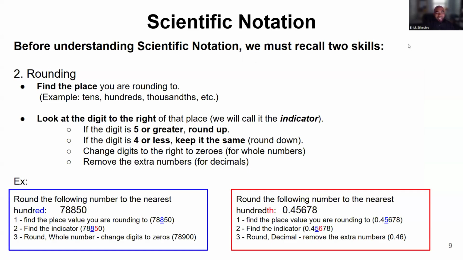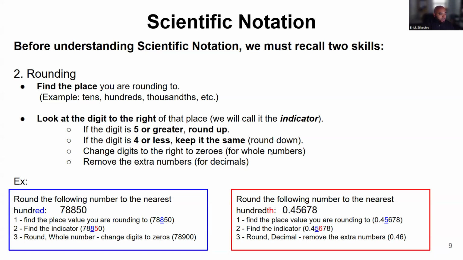Now, the next thing that you need to know before we do scientific notation is rounding. How to round. Rounding depends, again, on the place value and the number you're rounding to. So the first thing you want to do is find the place value that you are rounding to. For example, if they ask you round to the nearest 10, the nearest hundreds or thousands, you have to find the place value. Okay, then we're going to look at the digit to the right of that place value. Okay, we will call that the indicator. If the digit is 5 or greater, you're going to round up. If the digit is 4 or less, the number stays the same.